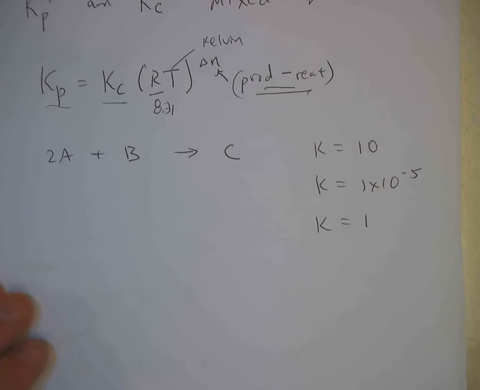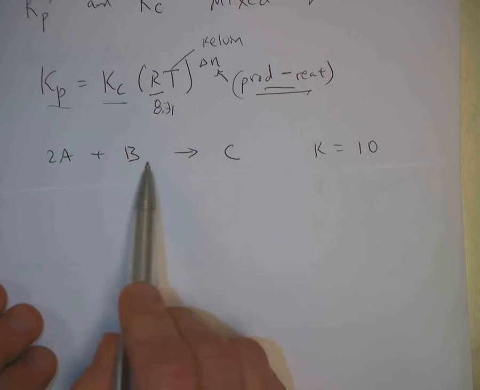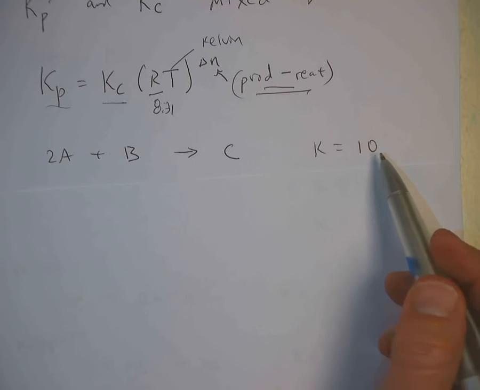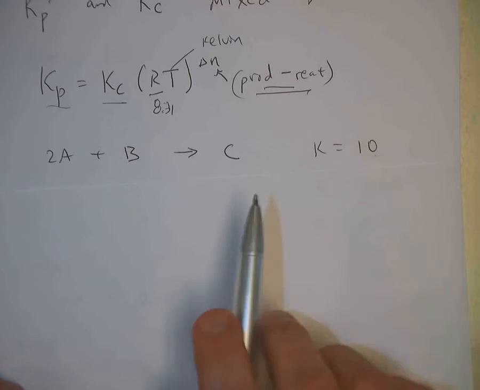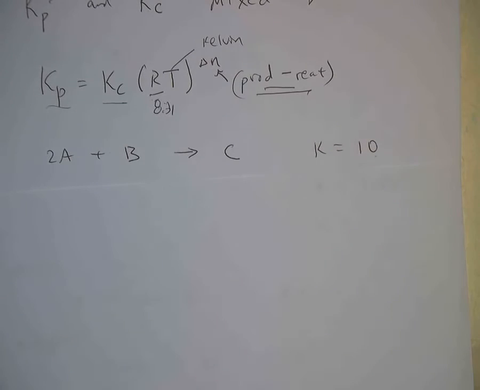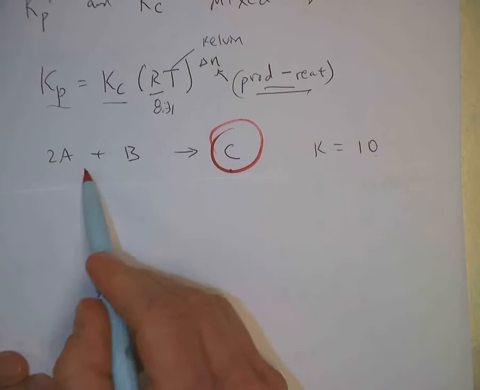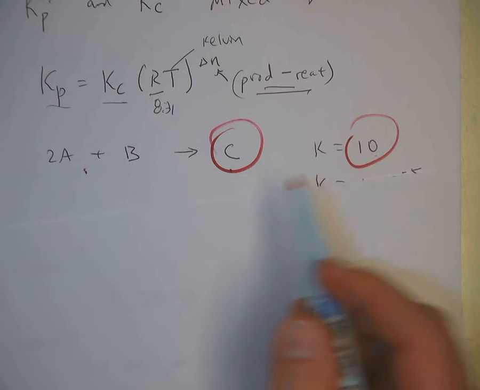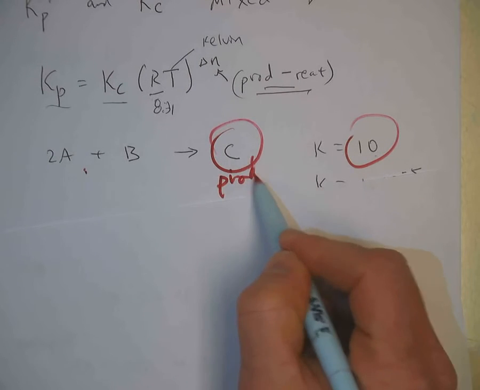So let's say that we had an equation 2A plus B goes to C, and it says that the equilibrium constant was 10. What would this tell us? Well, since it's 10, remembering that the equilibrium constant is products divided by reactants, it would mean that there's lots of products compared to reactants. Since the equilibrium constant is bigger than 1, we know that the products are favored.